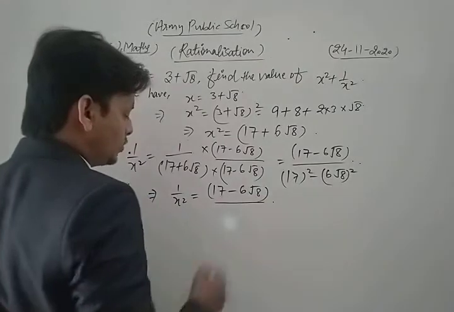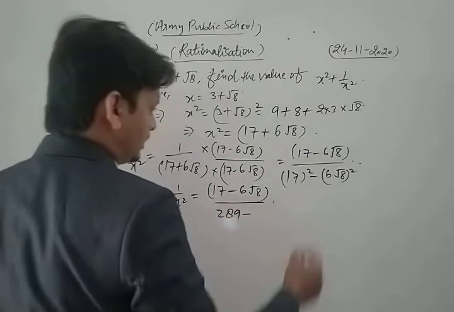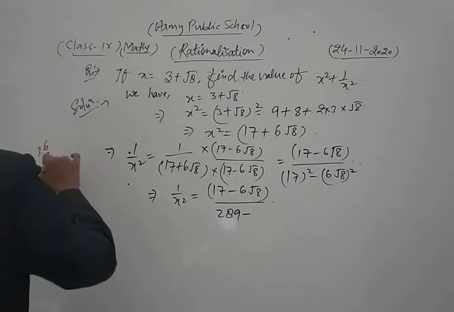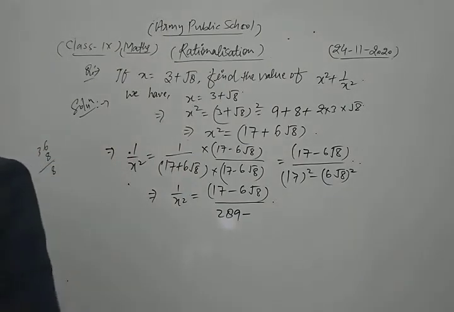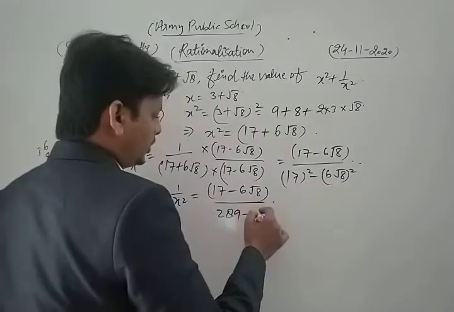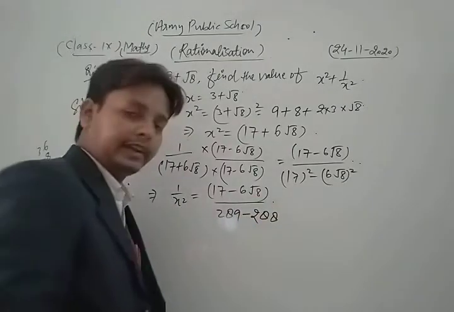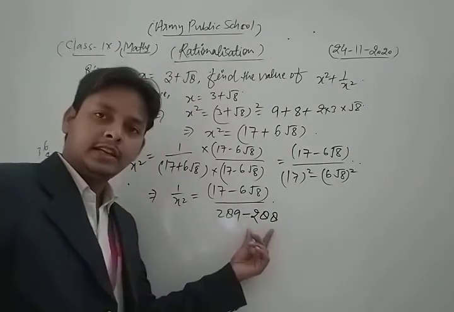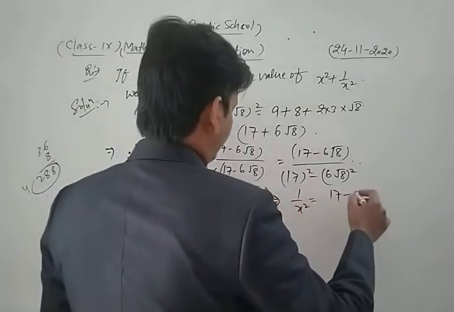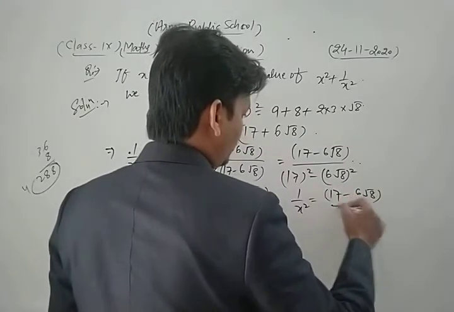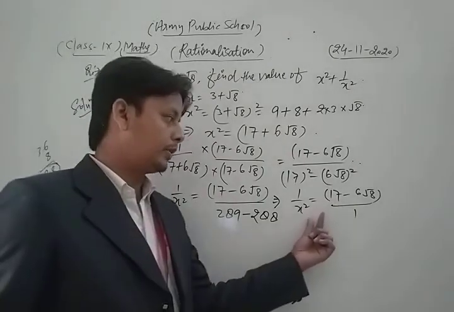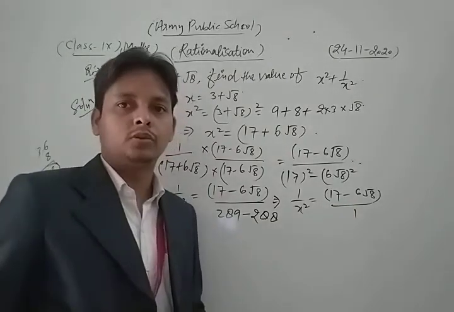And 17 square is 289 minus 6 square is 36, 36 into 8, which is 288. So after simplifying them we get 288. Now the value of 1 upon x square is 17 minus 6 under root 8 upon 289 minus 288. This is 1. So the value of 1 upon x square is 17 minus 6 under root 8.